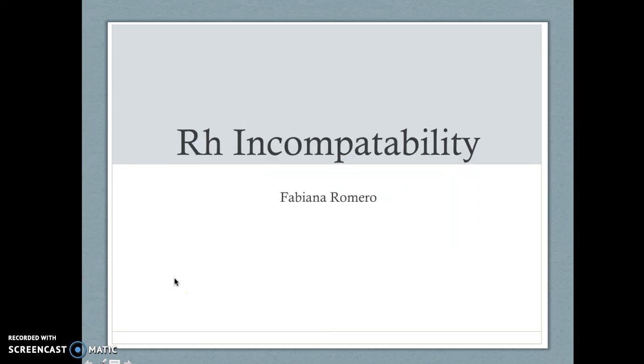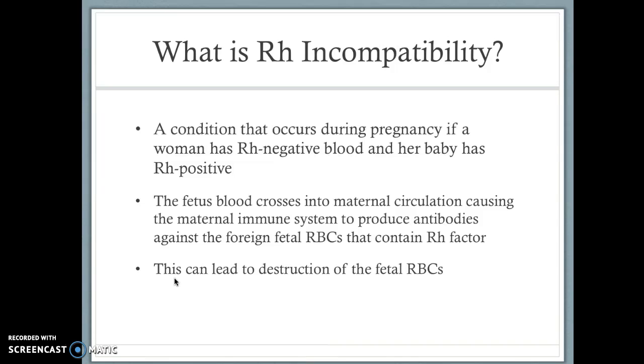RH incompatibility. What is RH incompatibility? It's a condition that occurs during pregnancy if a woman has RH negative blood and her baby has RH positive. An example of this could be an A negative mom who has an A positive baby.